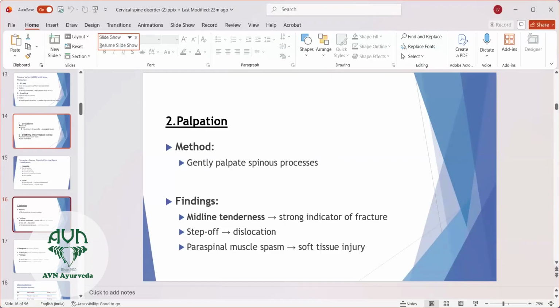Also we have to observe whether paraspinal muscle spasm is there or not. If there is paraspinal spasm, we can think that a soft tissue injury is there. So while doing the palpation, with a very gentle approach, the findings we observe are: midline tenderness, a strong indicator of fracture; step deformity, suggesting fracture dislocation; or paraspinal muscle spasm, which we usually observe in soft tissue injuries.